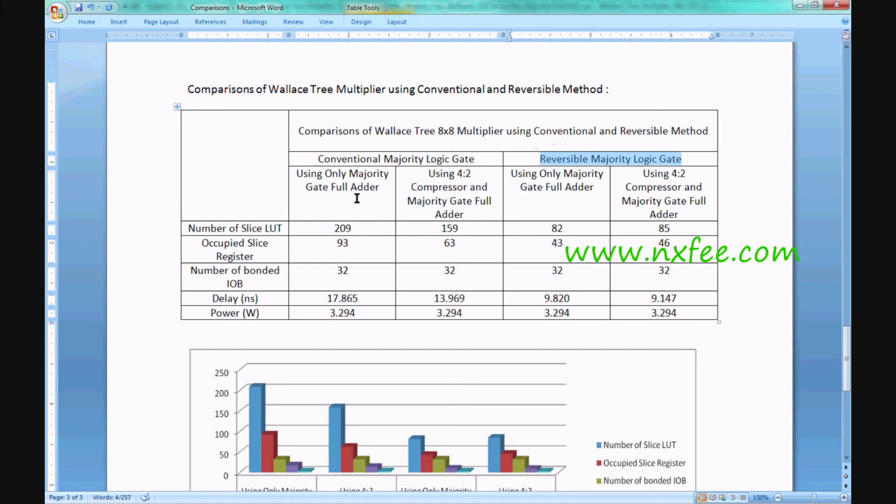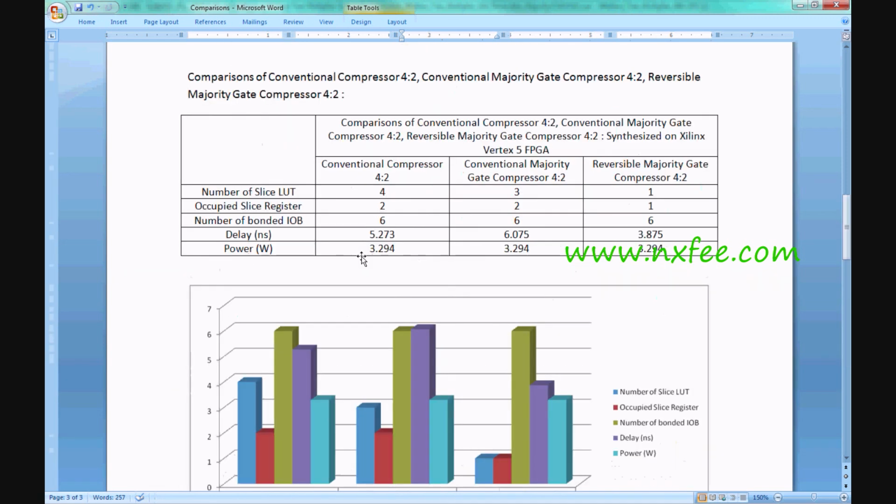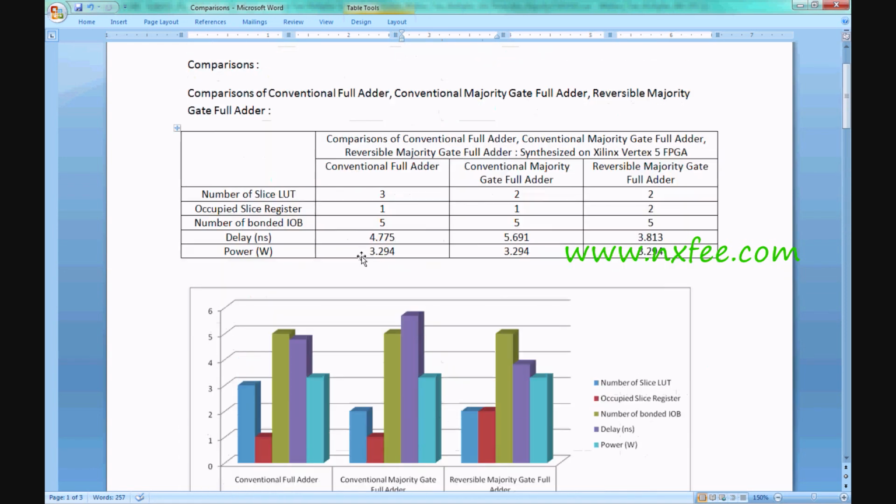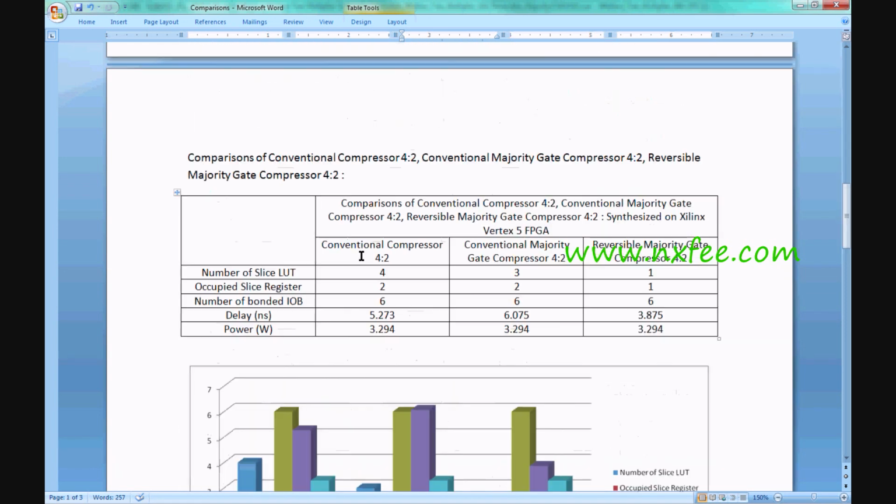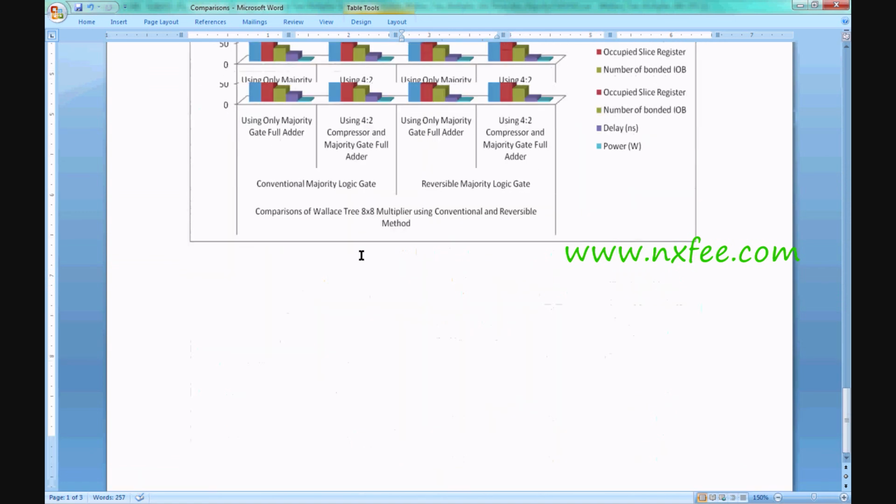and using only the majority logic gate full adders, and using the 4:2 compressor and majority gate. So we have given 4 comparisons for the Wallace Tree multiplier, 3 comparisons for the compressor method, and 3 comparisons for the full adder. These are the total comparisons we have given.